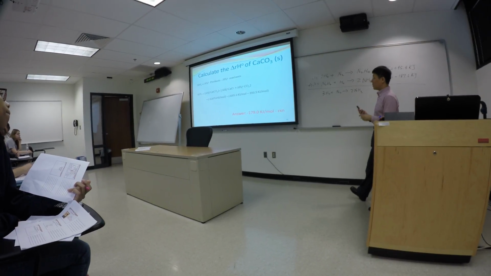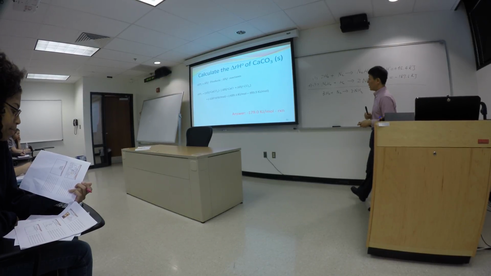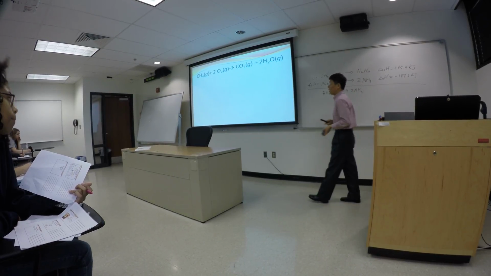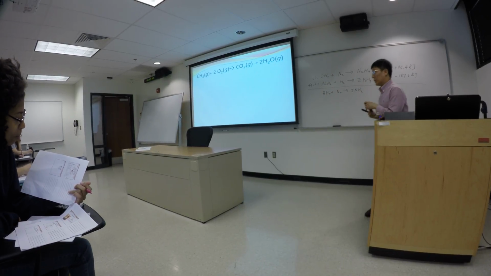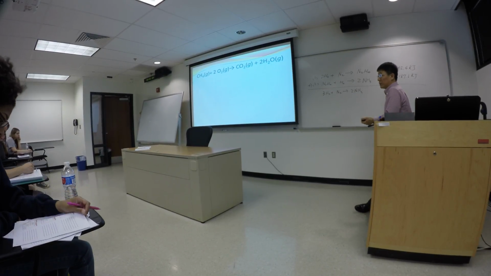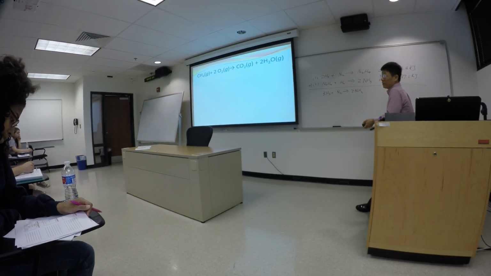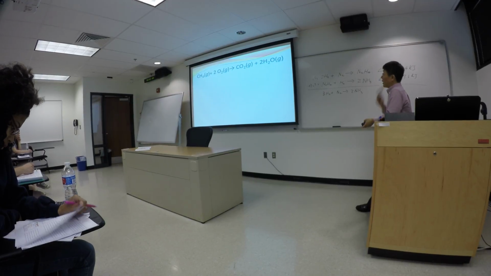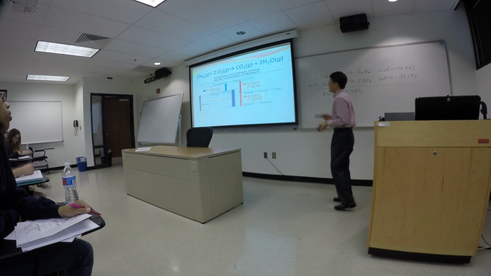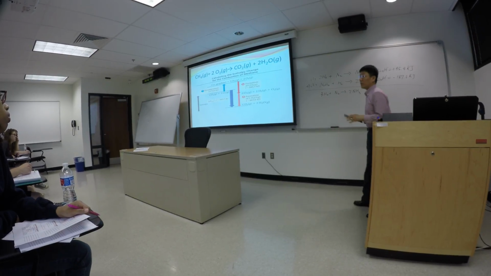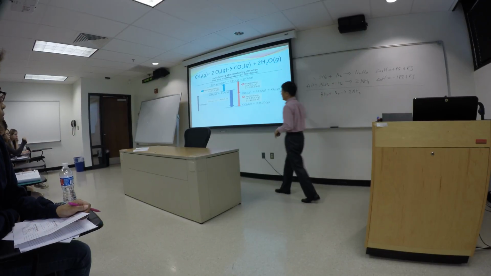Now we said sometimes you need to reverse a reaction in order to do your calculation. And here is an example. If you have natural gas, methane, reacting with oxygen, you burn methane in the presence of oxygen, you generate carbon dioxide and water. Okay. So this is the balanced chemical reaction equation. Now, if we ask you to calculate the enthalpy change for the combustion of methane, this is the information I would give you.